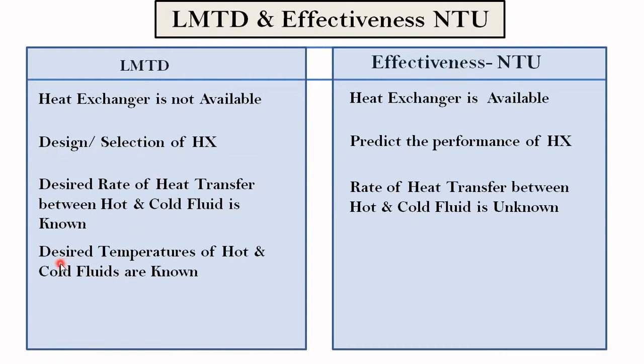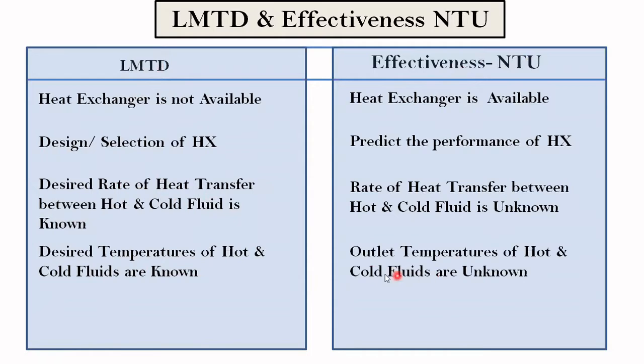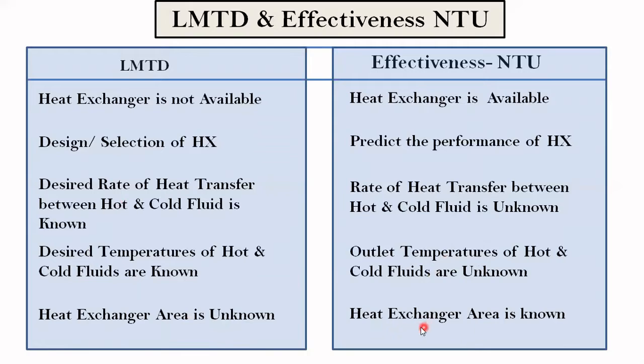In LMTD, the desired temperatures of hot and cold fluids are known; this we have to achieve through the heat exchanger. Whereas here the outlet temperatures of hot and cold fluid are unknown, meaning we have to predict them. And in LMTD, the heat exchanger area is unknown and we have to calculate the heat transfer area, whereas here the heat transfer area is known to us. So this is how we can summarize the difference between the LMTD and effectiveness NTU methods.